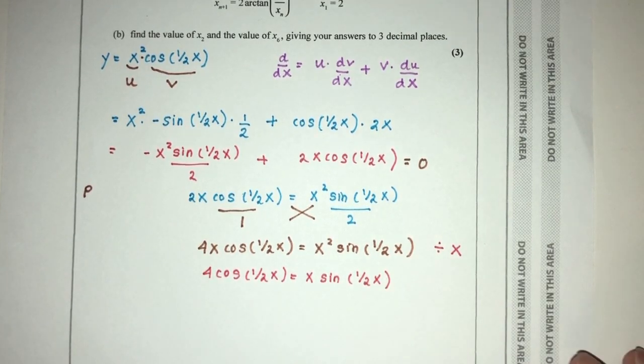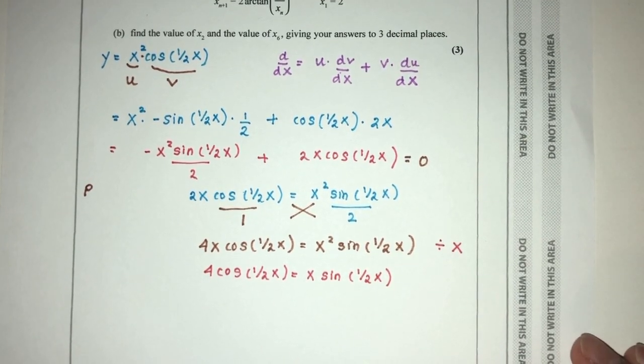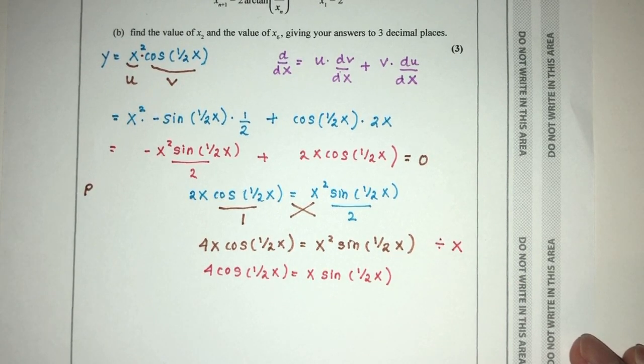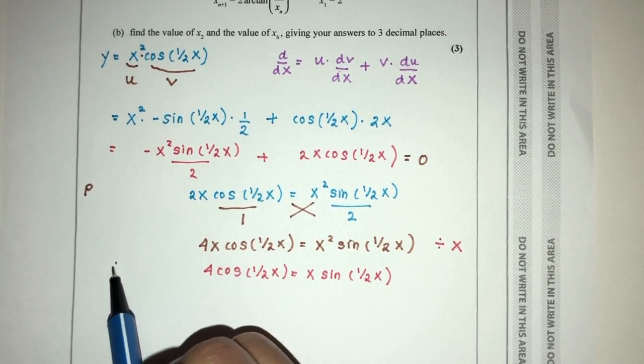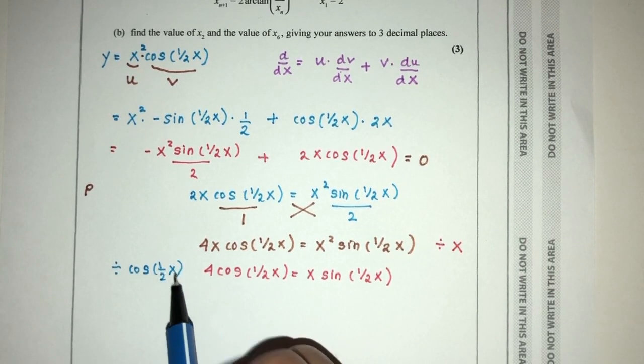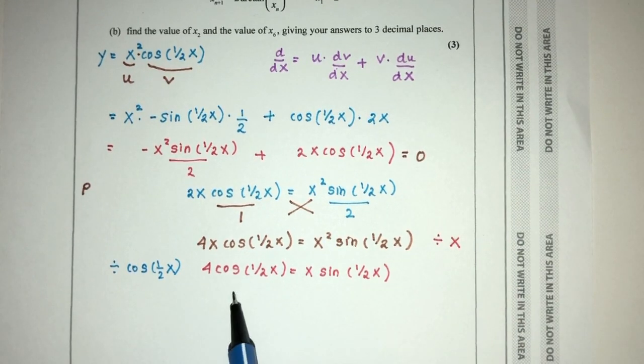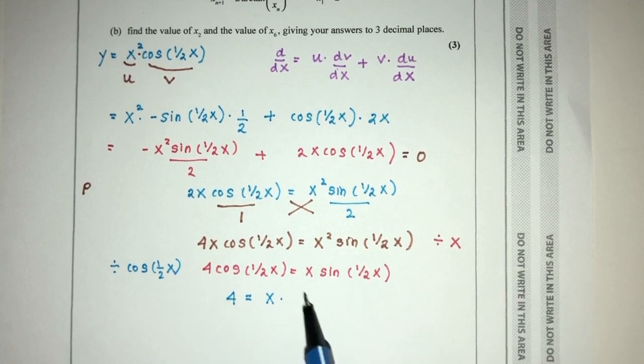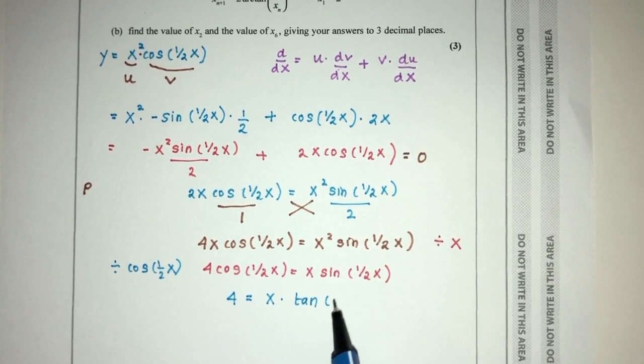Now, something we have learned in the past in math. So when you have cos and sine in the same equation, we always try to divide by cos of the angle, half x. Let's see what happens. That will become 4, and this will become x. Now what is sine divided by cos? It will be tan, right? So tan half x.